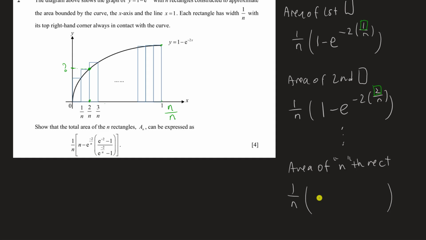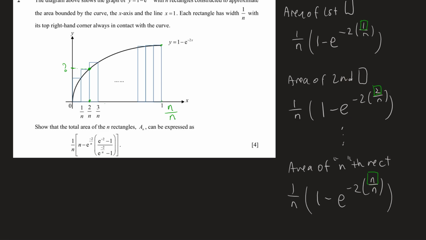Let me show you. 1 minus e to the power negative 2, n over n. If I just sub in 1, the pattern breaks. 1 over n, 2 over n, blah, blah, blah, 1. It's not very nice. I rewrite 1 as n over n, then you will see the mechanism that's moving. 1, 2, 3, 4, 5, n rectangle, here is n. Second rectangle, this is 2. Third rectangle, this is 3.